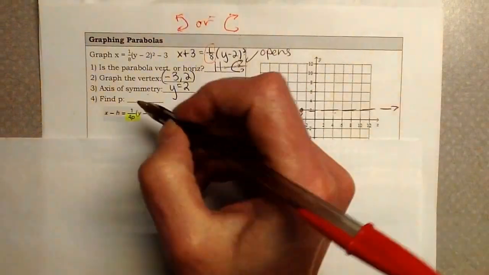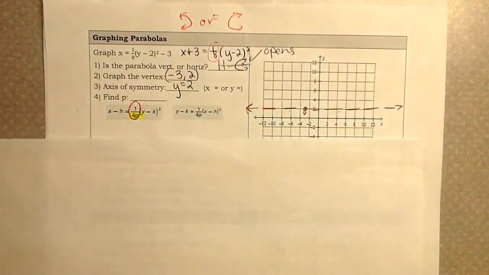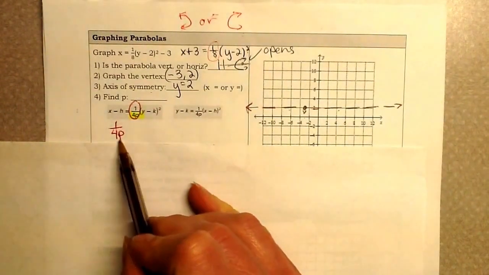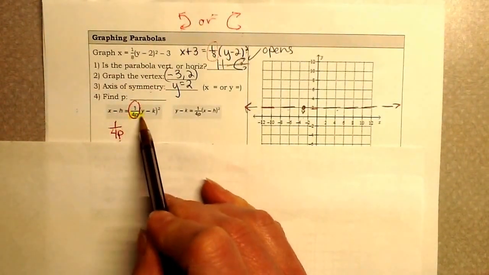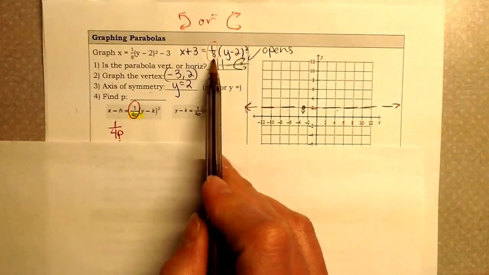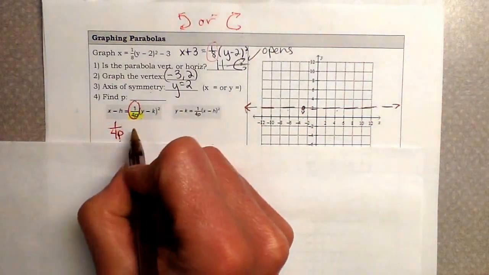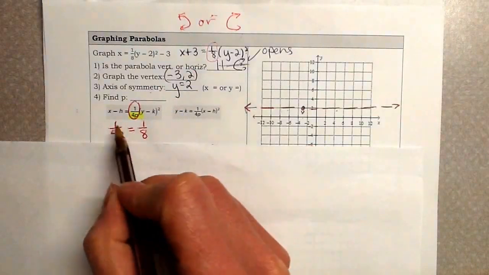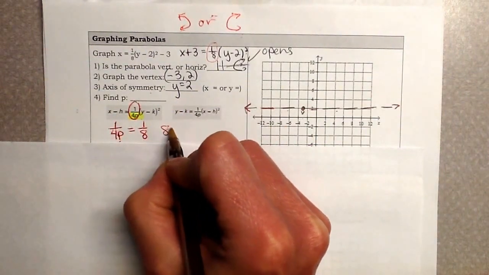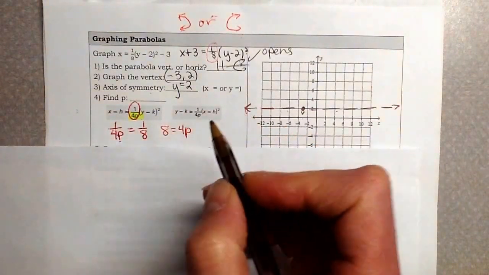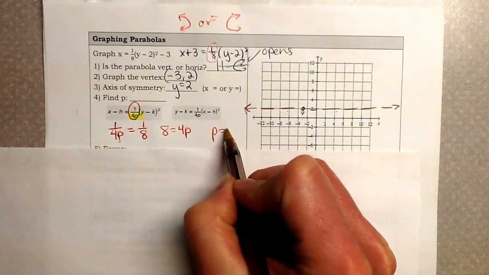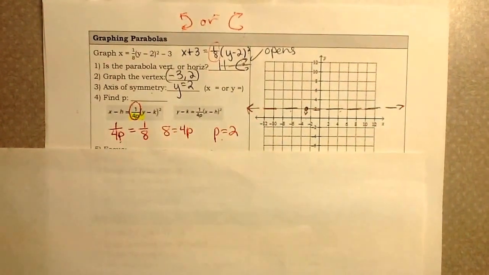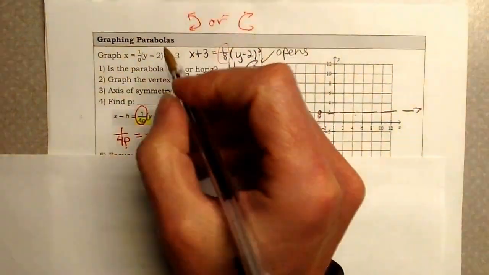So what we're going to do is take this out and say, okay, well, 1 over 4P. Let's see what value this is replaced with in our equation. Well, 1 over 4P is replaced with 1/8. So we can say 1 over 4P equals 1/8. We can cross multiply, so 8 equals 4P. Dividing by 4, P is going to equal 2. So that's going to measure from our vertex to our focus and our vertex to our directrix. So P is going to equal 2.